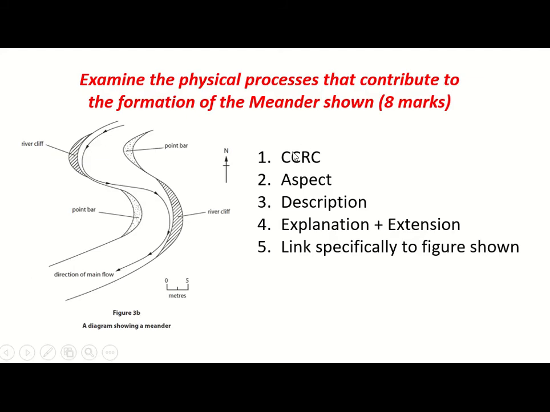Now, CCRC, let's have a little look. What is the command word? Examine. What content? Physical processes, meander. Where's the resource? Here it is. Got a compass there, got a scale here. And do I need a conclusion? No, because it's examine. So now, to build my paragraphs up, I need to have an aspect, description, explanation and extension, and then link it to the figure shown. Okay, pause the screen, have a go at doing this, and see if you can get the answer.